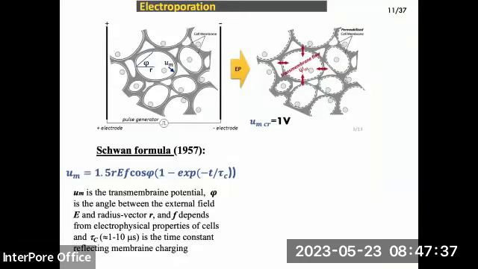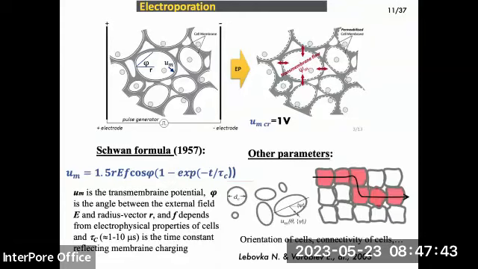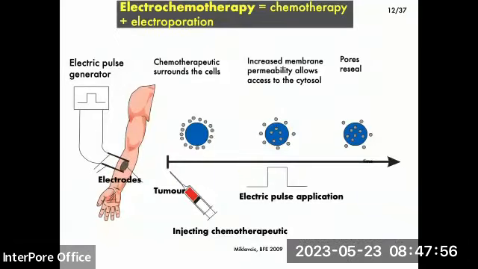for the plant tissues. Of course, this formula is simplified, and other factors need to be taken into consideration, like the orientation of the cells, the form of the cells, the connectivity of the cells, for example. Well, there are many applications. For example, for medical application, I will say just a few words.